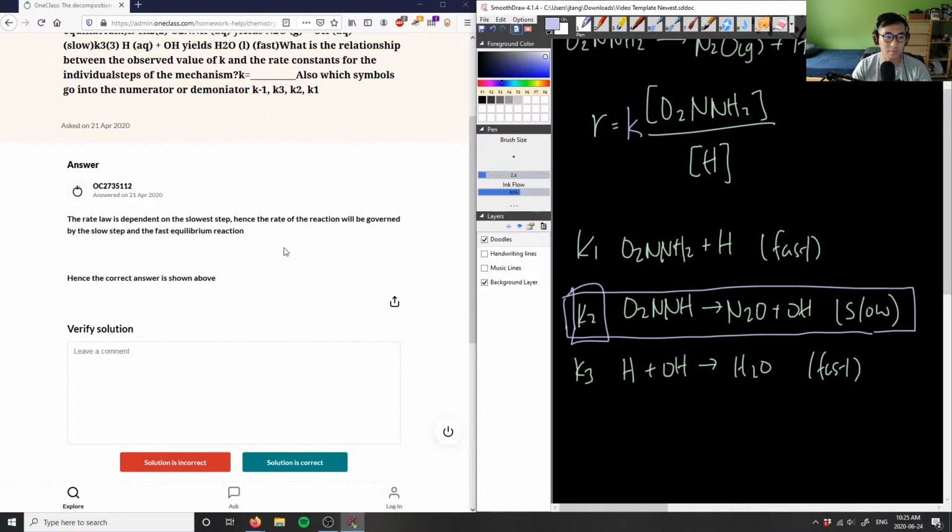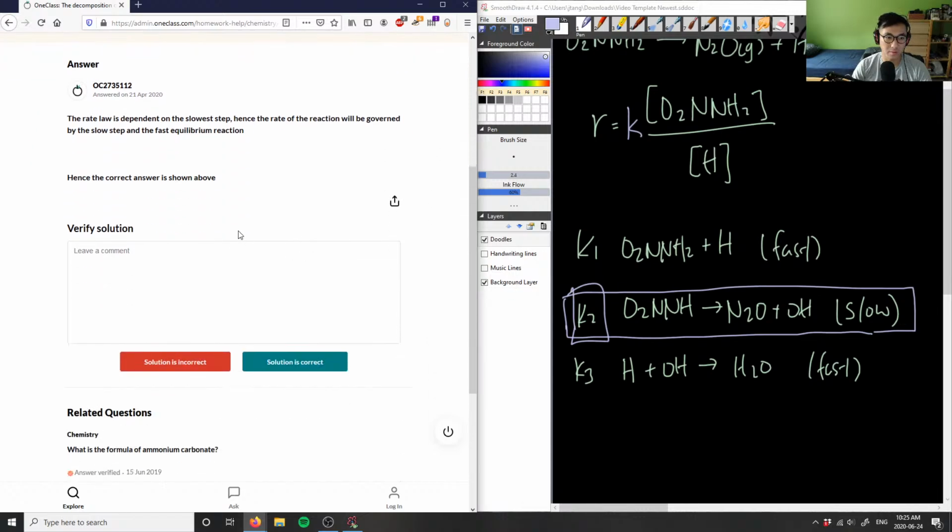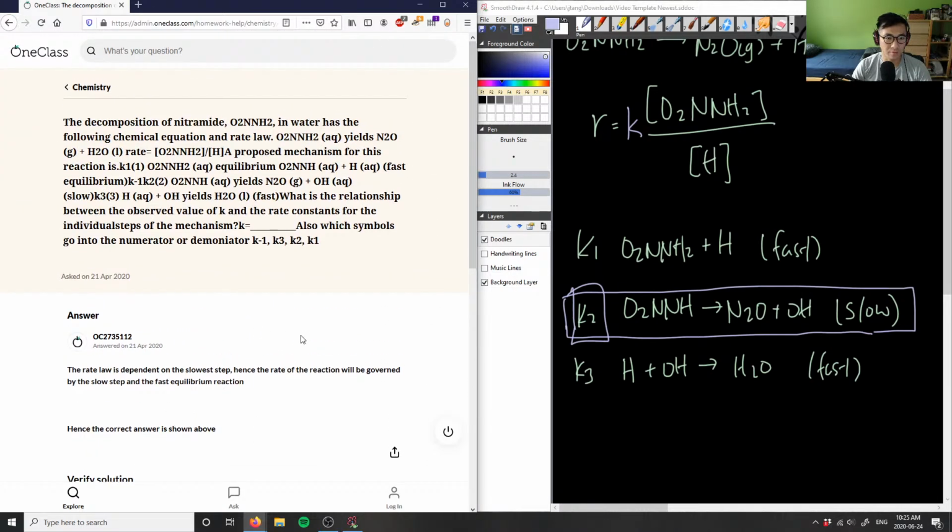So again, it says here the rate law is determined on the slow step, which is correct. So this is a slow step. Hence, the rate of reaction will be governed by the slow step and the fast equilibrium reaction. So again, we only care about this K2 here. So hence, the correct answer is shown above.